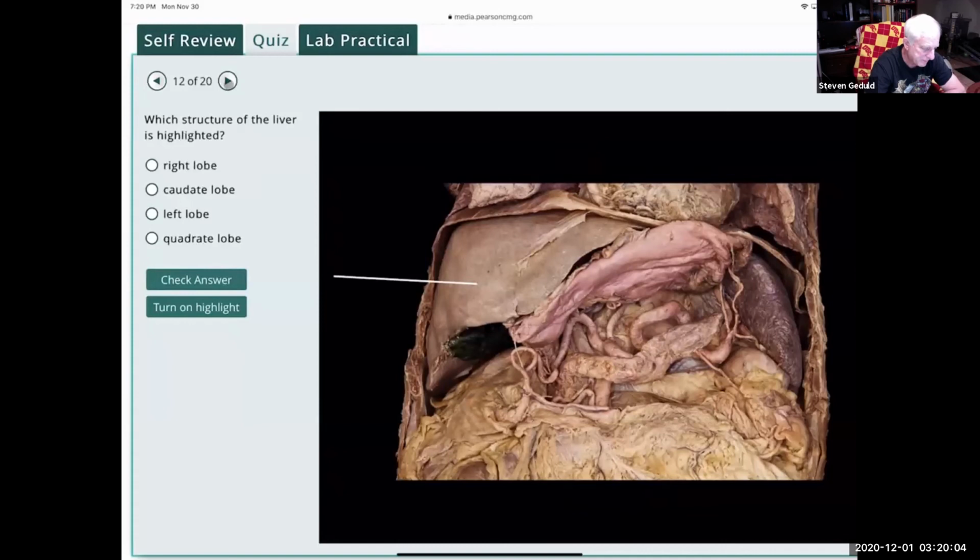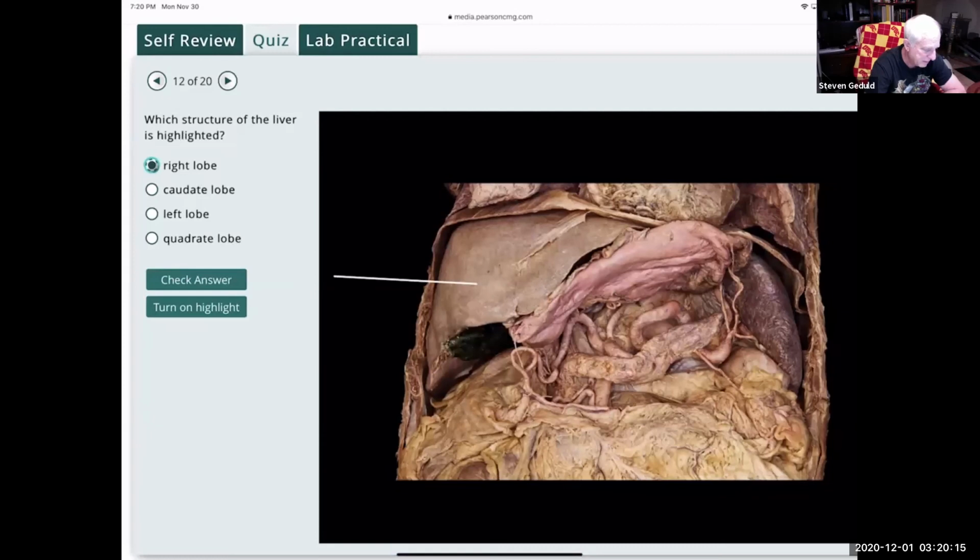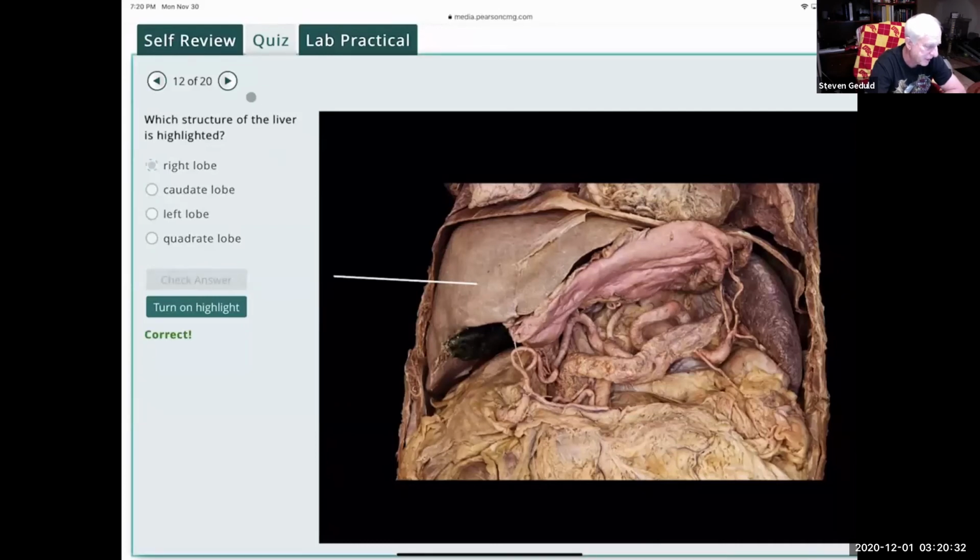What's that? That could be the right lobe of the liver, or it's not the left lobe. It could be, it's hard to tell. If there's a division here, this could be the quadrate lobe that feeds over the gallbladder, because the quadrate lobe fits right over the gallbladder. It's a little bit further down though, I think. So I'd say right liver. That's right, perfect. Like I said, they're not real specific here.